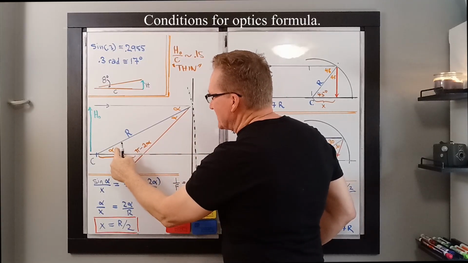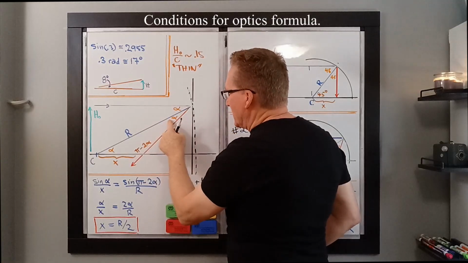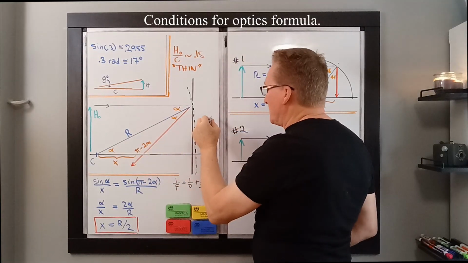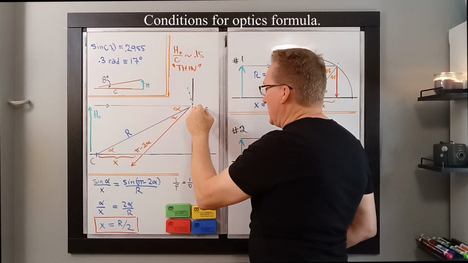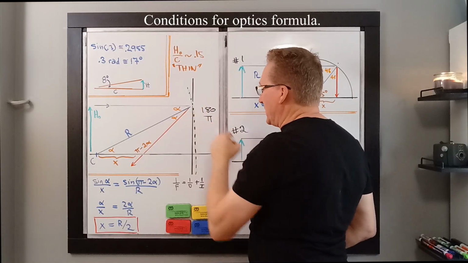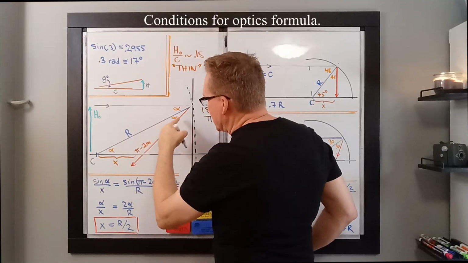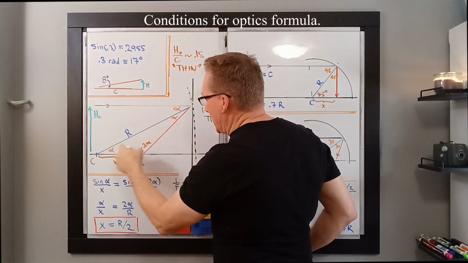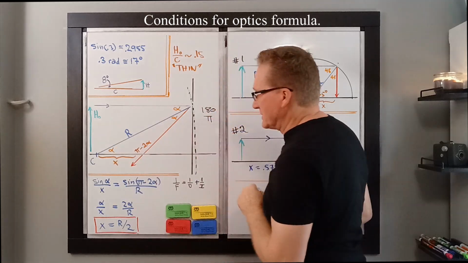Notice inside this triangle, you have an alpha, you have another alpha, and the angles inside a triangle have to add up to pi, or 180: pi radians or 180 degrees. So all the angles add up to pi, which means this last angle has to be pi minus these two, pi minus 2 alpha.